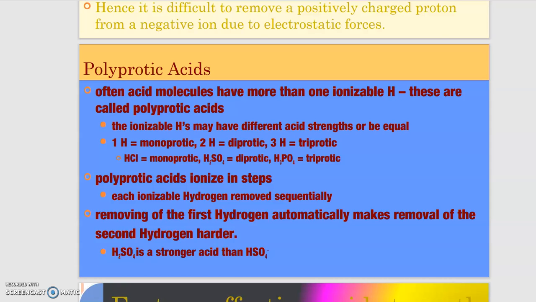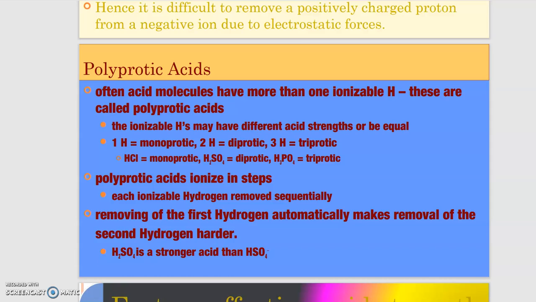We'll say polyprotic acid. Often acid molecules have more than one ionizable H ion. These are called polyprotic acids, for example, H2SO4, H3PO4, etc. If only one hydrogen, monoprotic; two hydrogens, diprotic; three hydrogens, triprotic.